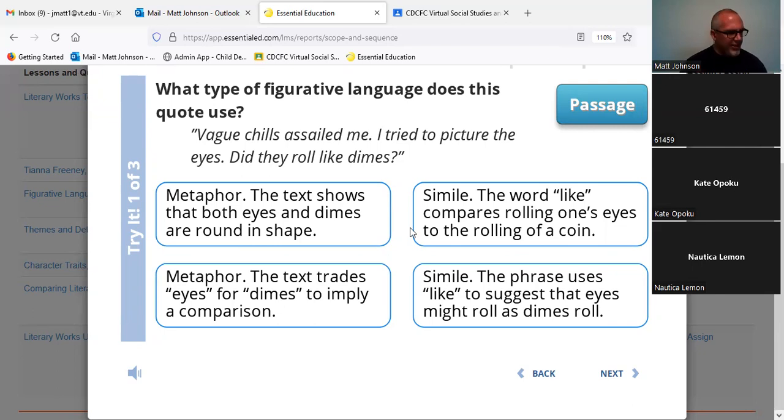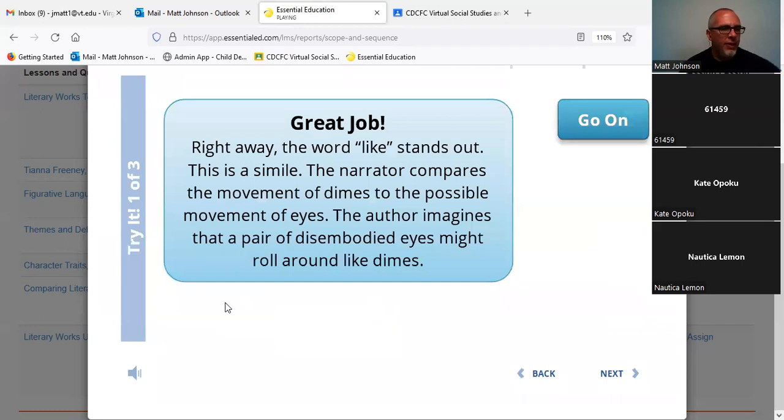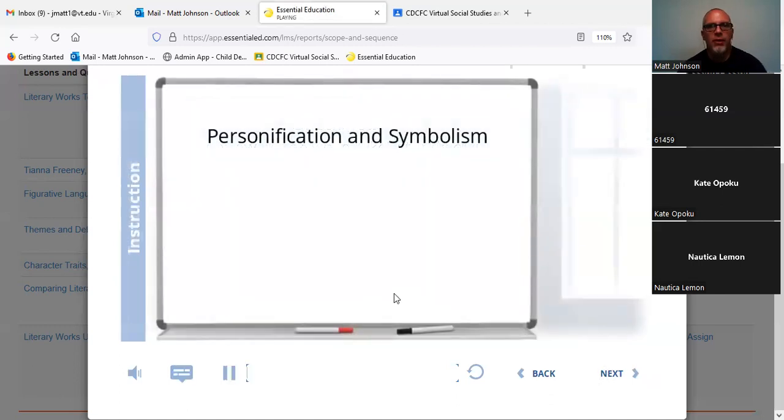So what is it then suggesting? That's sort of the difference there. It's suggesting that the eyes might roll the way dimes roll, right? Great job. Right away, the word like stands out. This is a simile. The narrator compares the movement of dimes to the possible movement of eyes. The author imagines that a pair of disembodied eyes might roll around like dimes. Great job.